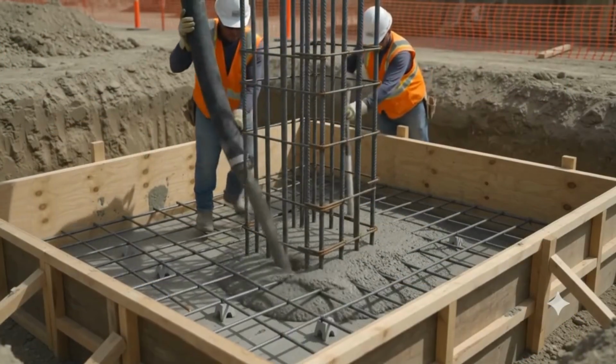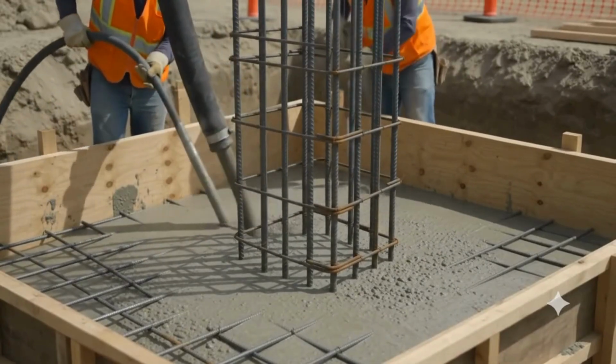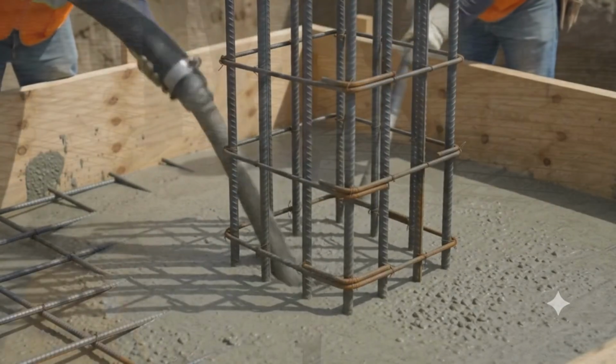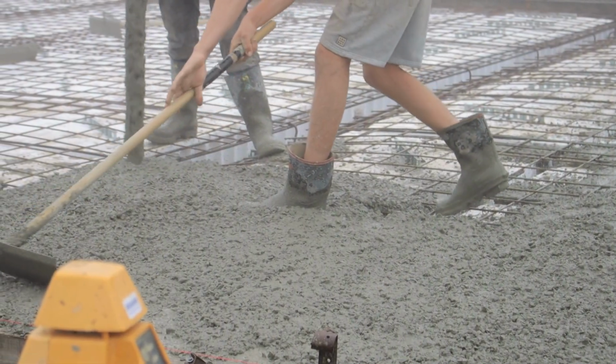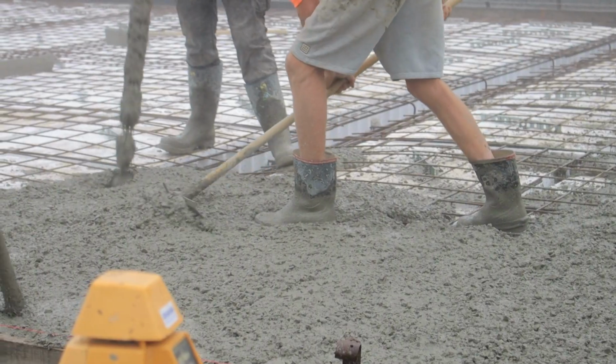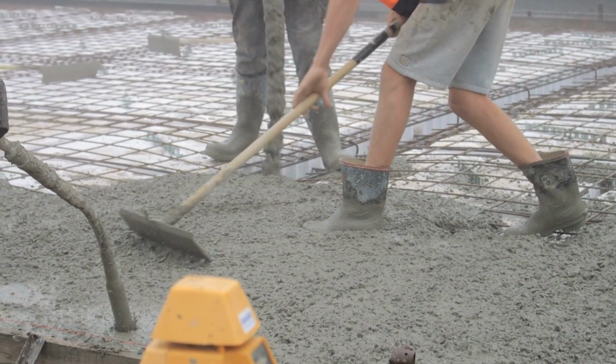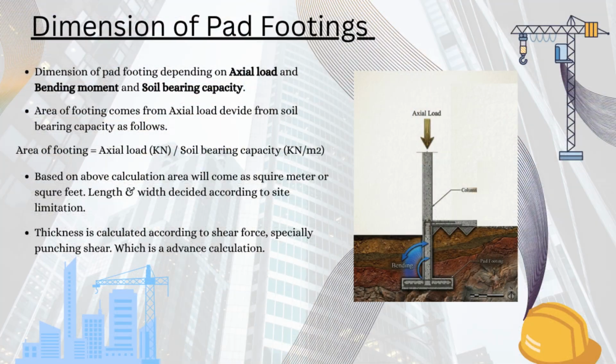Once the reinforcement is completed, the column reinforcement is fixed in its exact position and securely tied to the footing reinforcement. After all inspections are completed, concrete is poured, compacted using a vibrator, leveled, and properly cured to achieve the required strength. Now let's understand how the size of a pad footing is determined.